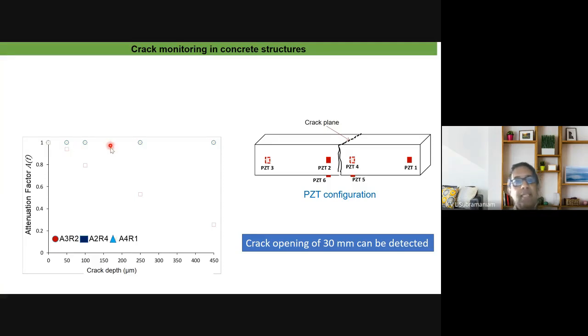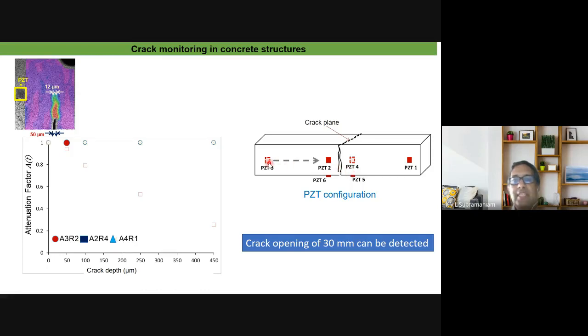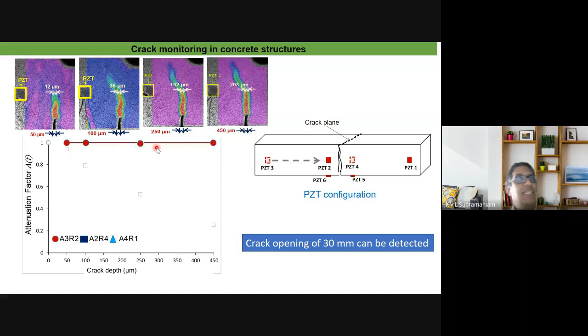And now I'm looking at changes produced in the stress wave paths using different actuator-receiver pairs. First, actuator 3, which is here, and receiver 2. This is on the clean side; the crack is here. I'm sending the stress wave here and receiving it here. What you see is that because there is no crack or change in the material path between 3 and 2, as the crack grows, the attenuation factor doesn't change. It remains flat, basically equal to 1.